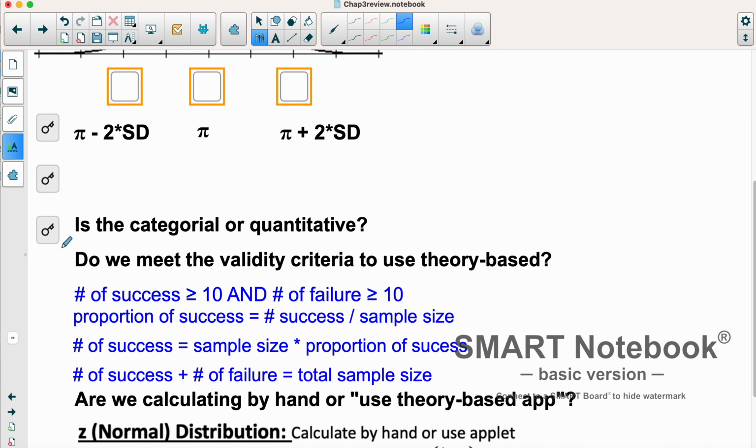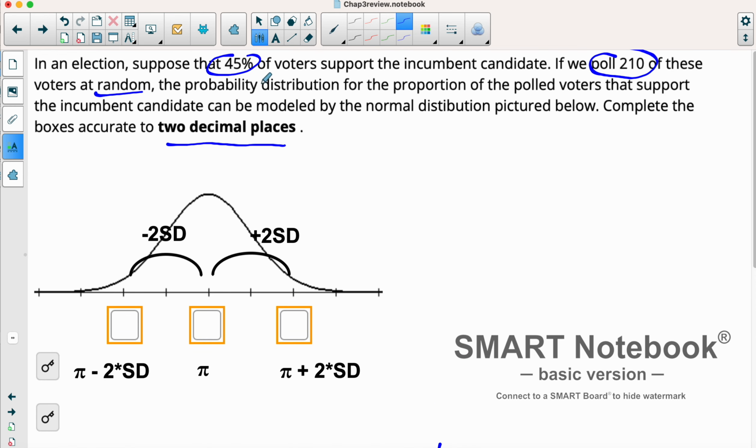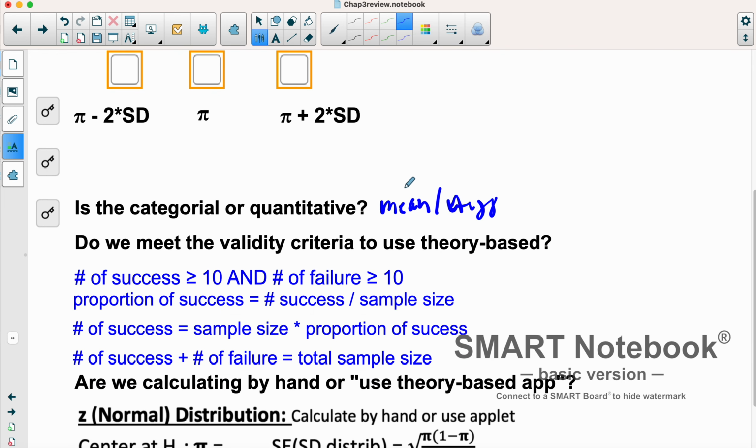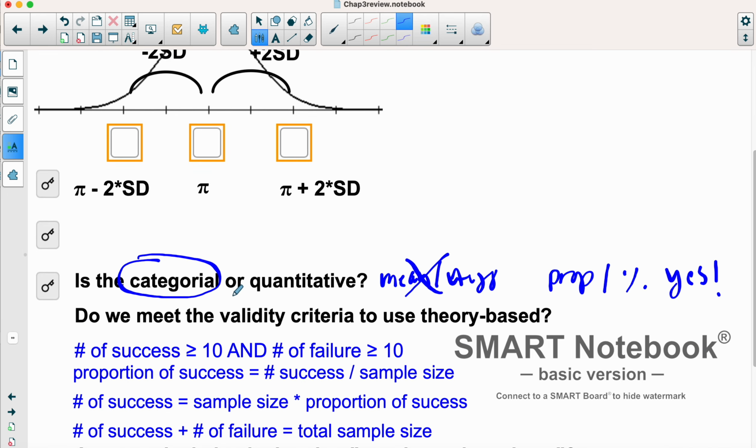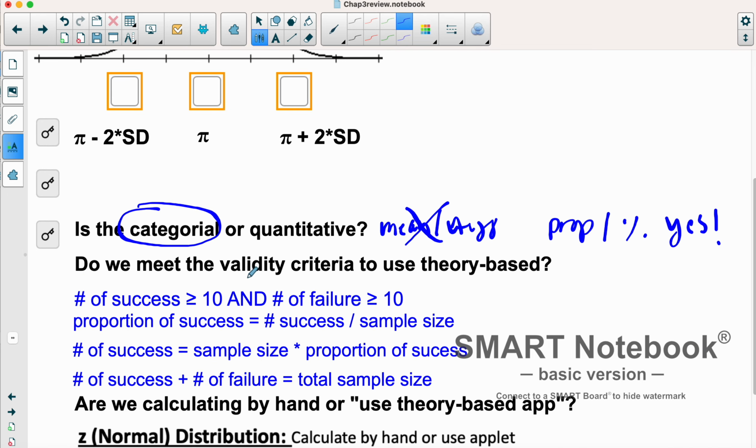All right, so let's ask the first question. Is this categorical or quantitative? Well, does it say mean or average? No, there's a percent. That's a no. Do we have a proportion or a percent? Yes. That means we have categorical data. That's important because in order to figure out the standard deviation, we calculate them differently for categorical versus quantitative. Do we meet the validity criteria to use theory-based approach?